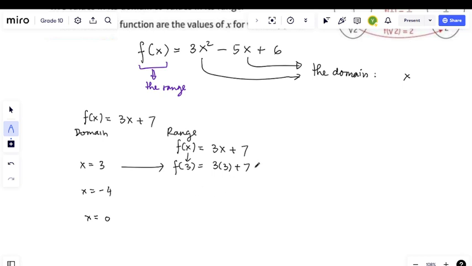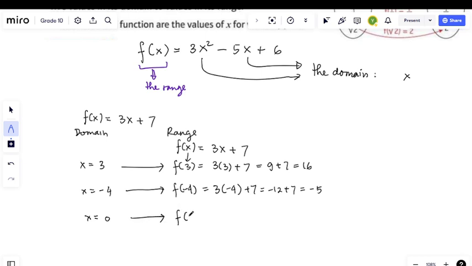Okay, so you got it. 3 times 3 it's 9, and then plus 7 it's 16. f(negative 4) means all the x you change with negative 4. Negative 12 plus 7 it's negative 5. f(0) means we replace x by 0. So it is 7. 3 times 0 is 0 plus 7, of course it's 7.